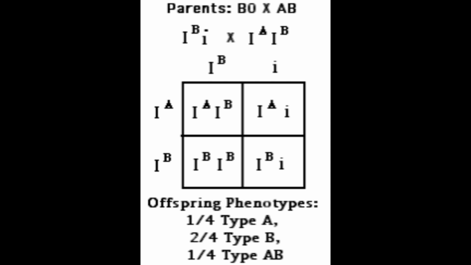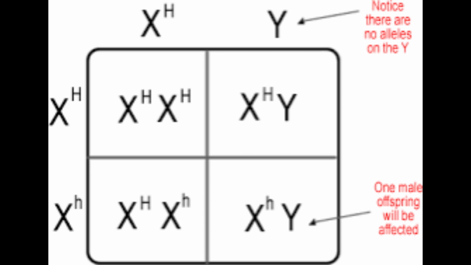Now, let's talk about codominance. In codominance, both alleles are expressed equally. Example, blood group AB. If genotype equals IAIB, both A and B proteins appear. Neither allele is recessive. Now, let's talk about sex-linked characteristics. These are traits controlled by genes on the X chromosome. Examples include red-green color blindness, hemophilia, since males have only one X chromosome. If they inherit the recessive allele, they show the condition. Females need 2 copies to show it.